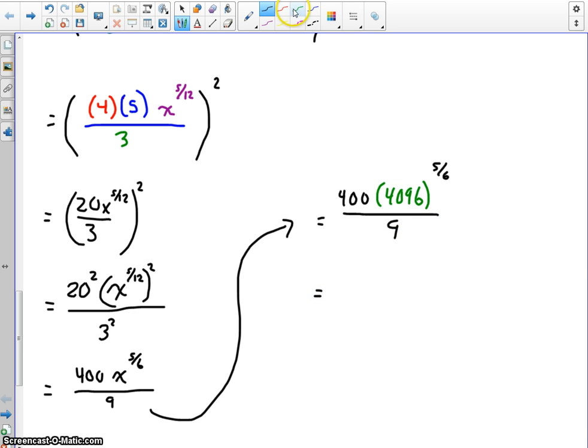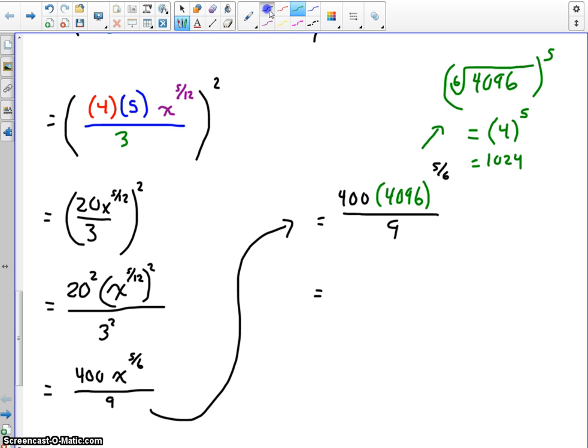Okay, and I'll just work on this 4096 off to the side. So 4096 to the 5 over 6 will be the same thing as the 6th root of 4096, all to the exponent 5. Okay, the 6th root of 4096, you can work that through in your calculator, is 4. So you wind up with 4 to the exponent 5, which is 1024.